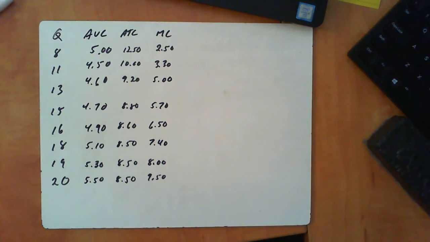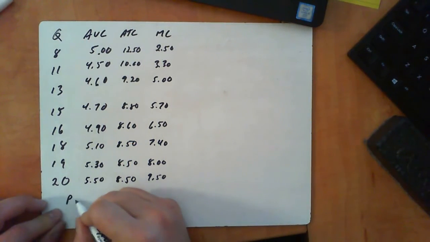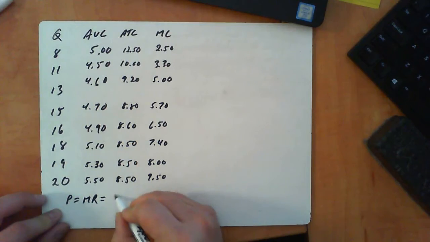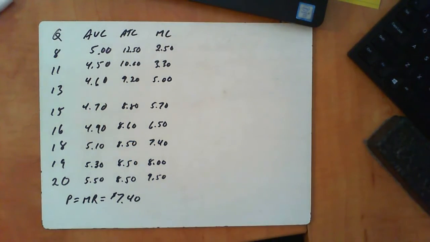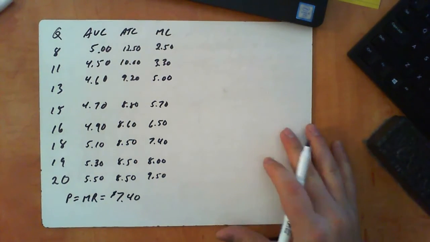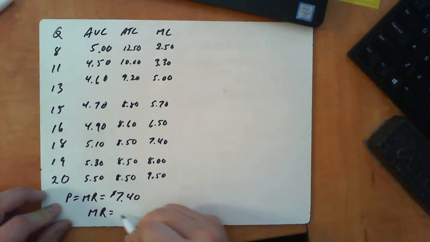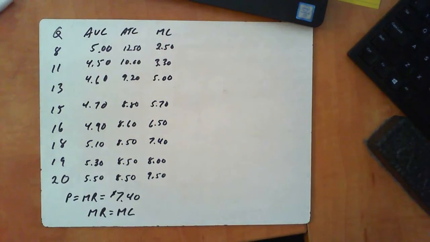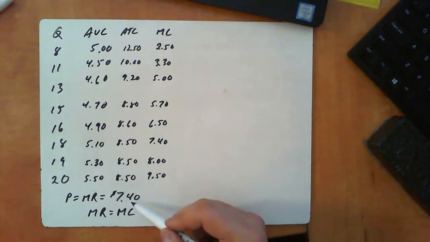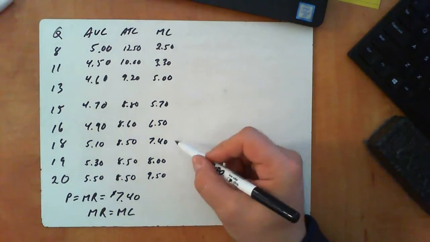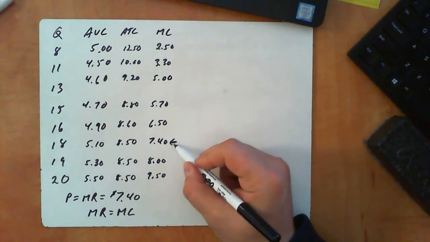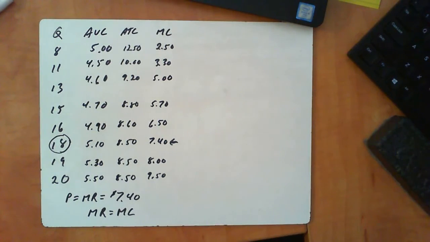So they're selling corn by the dozen in a perfectly competitive market. The market price of a dozen ears of corn is $7.40. All right, so the price, which is again equal to our marginal revenue, is equal to $7.40. Again, for profit maximization or loss minimization, we want to reach an equilibrium where marginal revenue is equal to marginal cost. Where does that happen? Marginal cost is $7.40 at 18 dozen ears of corn.